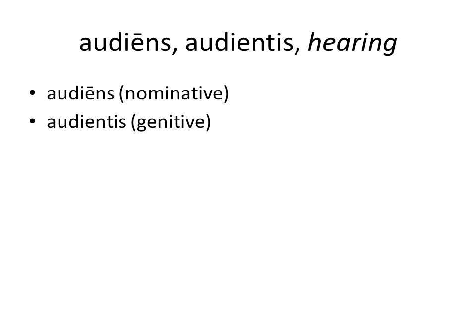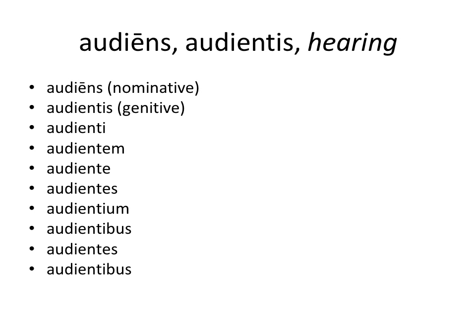And take a second and think, what would the rest of the forms be following this pattern of stem, vowel, other stuff, and then adjective ending? Can you think of what the dative, accusative, ablative, and then all the plural forms would be? Hopefully that's what you got. Audienti, audientem, audienti, audientes, audientium, audientibus, audientes, and then audientibus.